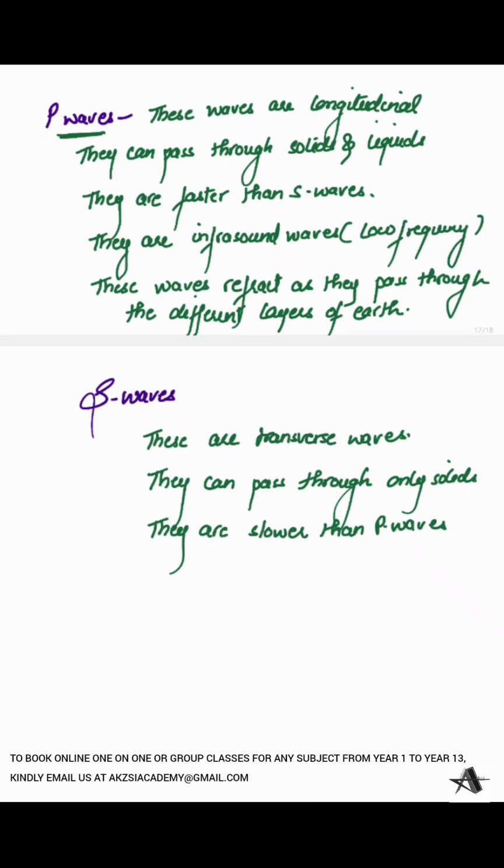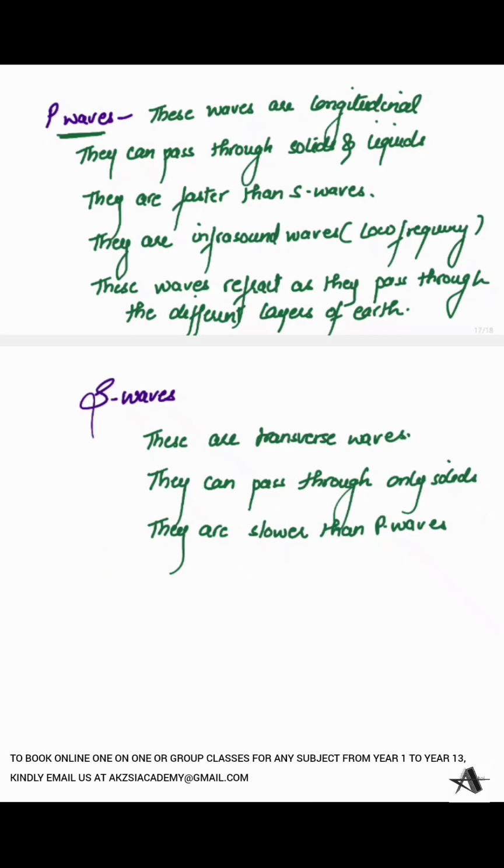If we talk about the frequency, P waves are infrasound waves. They are very low frequency sound waves, and we know infrasound waves are those with a frequency lower than 20 hertz. P waves are faster than S waves, and S waves are obviously slower than the P waves.